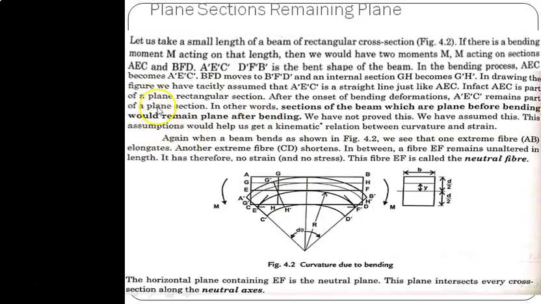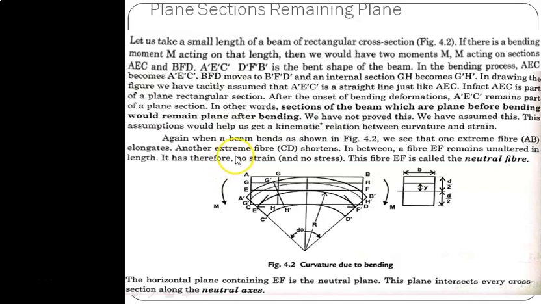In drawing the figure, we have tacitly assumed that A'E'C' is a straight line, just like AEC. In fact, AEC is part of a plane rectangular section. After the onset of bending deformation, A'E'C' remains part of a plane section. In other words, sections of the beam which are plane before bending remain plane after bending. We have not proved this; we have assumed this. These assumptions help us get a kinematic relation between curvature and strain.